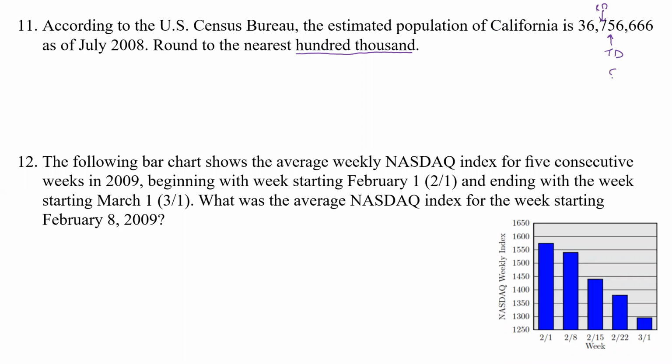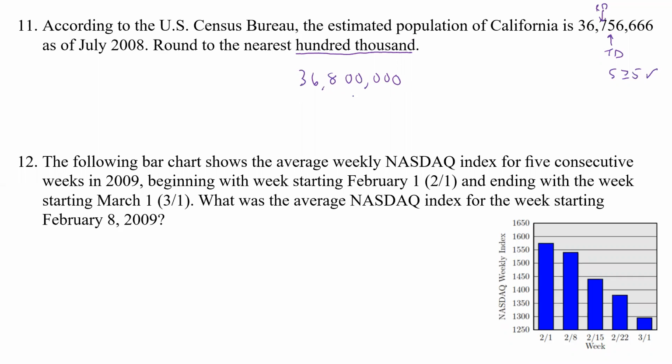Well, 5 is greater than or equal to 5. That's true, and so that means we're going to round this one up one more. We're going to add one more to it, so 7 plus 1 is going to give us 8, and then we're going to have all the rest of them be zeros. So it's going to be roughly 36,800,000 when we've rounded it to the nearest 100,000.